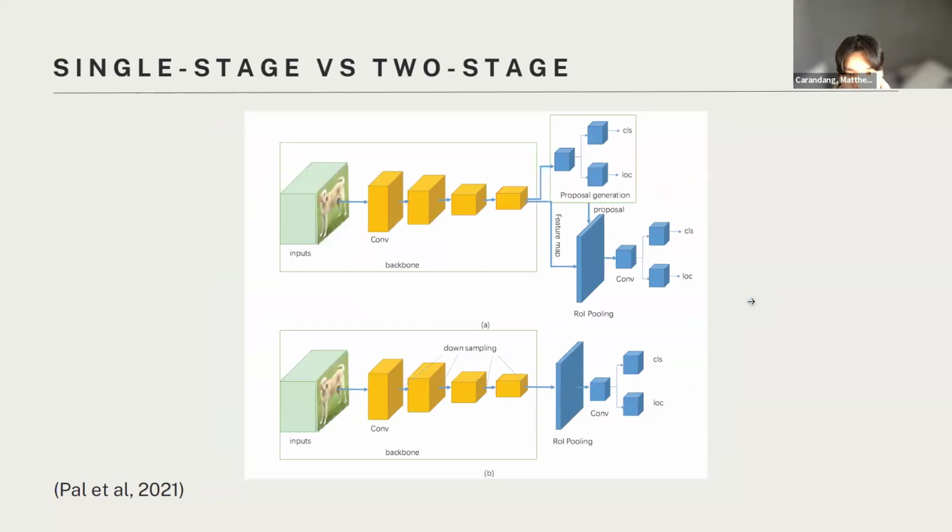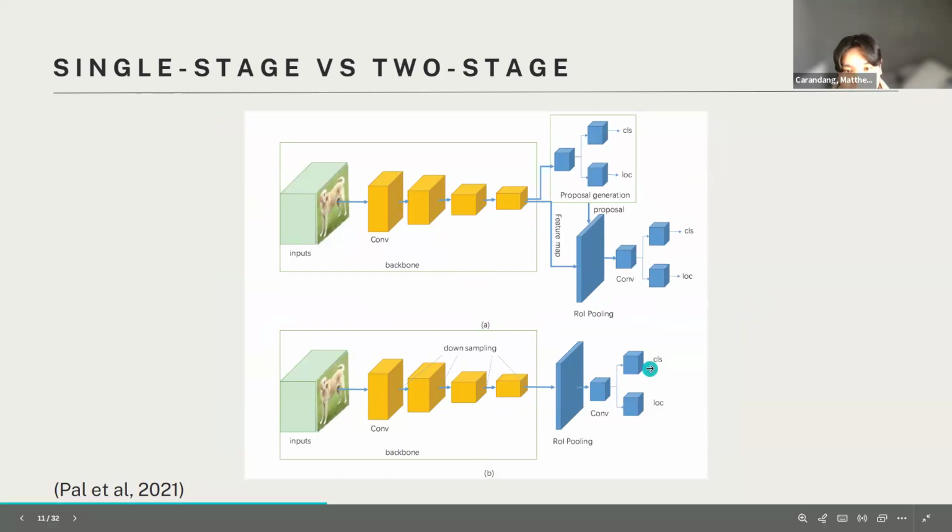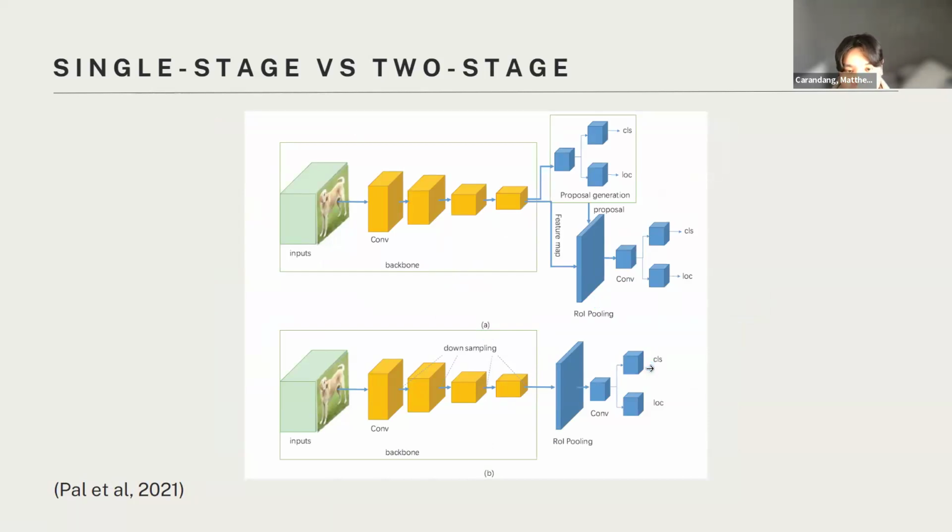So here we have a more defined look at the differences between the two. First we have the backbone. There's really no difference in the backbone since it's only gathering the features of the different images. But as we can see here above, we have the two-stage object detector.